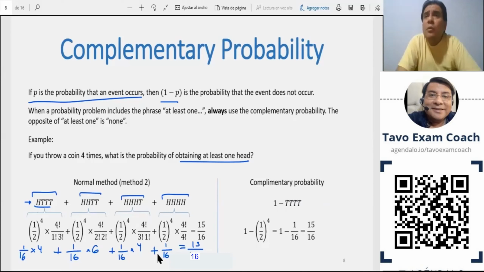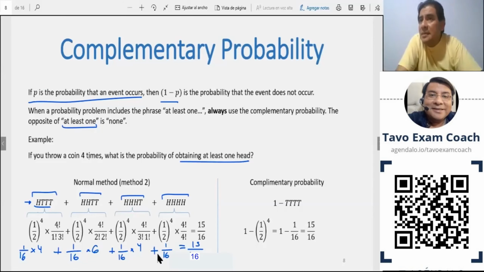Well, consider what happens when we take the complementary probability of at least one. It should be the opposite or the contrary of at least one. But negating at least one means none, 0. So, what is the opposite situation to obtaining at least one head? That we get no heads at all. That means all the 4 coins will be tails.